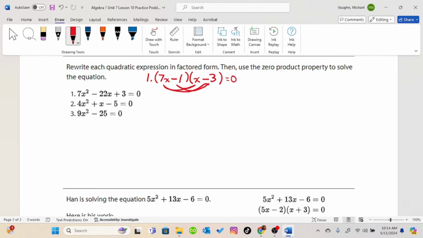Now, using the zero product property, we're going to set each of those equal to 0. Either 7x minus 1 equals 0. We add 1 to both sides, and this becomes 7x equals 1. We divide both sides by 7, and this becomes x equals 1/7.